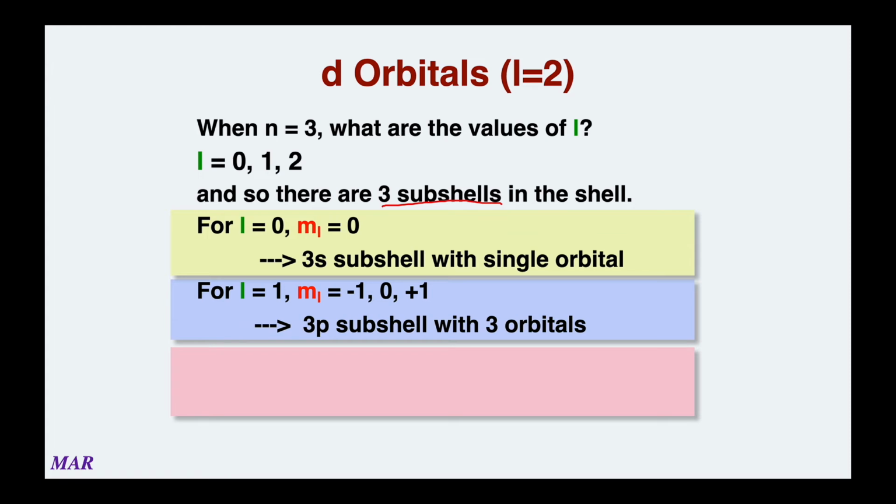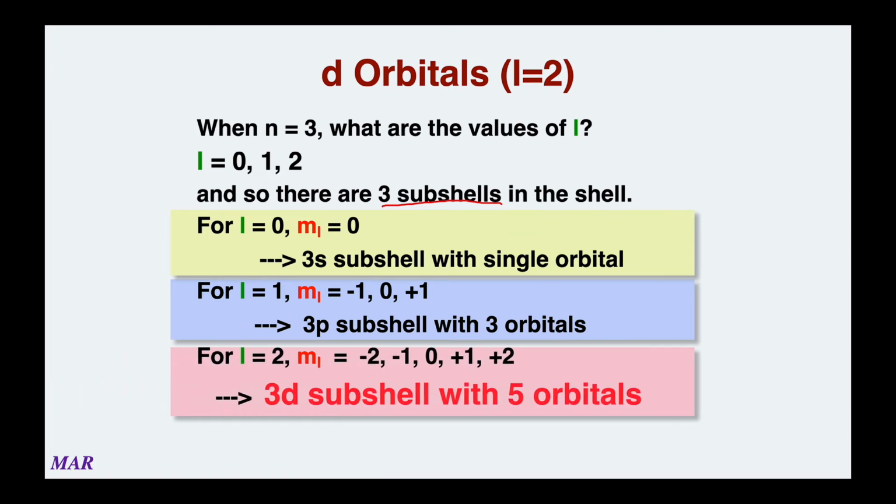But the new player now, when you get to n equals 3, is L equals 2. If L equals 2, M sub L goes from negative L to positive L. So that means negative 2, negative 1, 0, plus 1, and plus 2. Those are the 5 allowed M sub L values. That means there's going to be 5 orbitals in the 3d subshell.